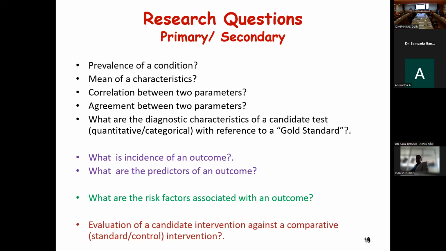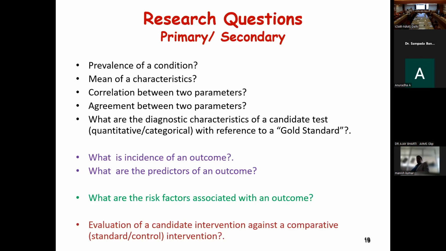I have not seen, or to be on the safer side, these are the most commonly asked questions, but I have not seen any others. I tried. There is no other question. And if these questions are your primary objective, then what inputs do you require for sample size calculation?